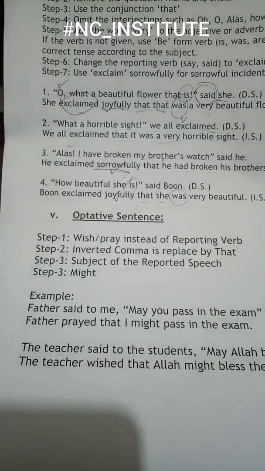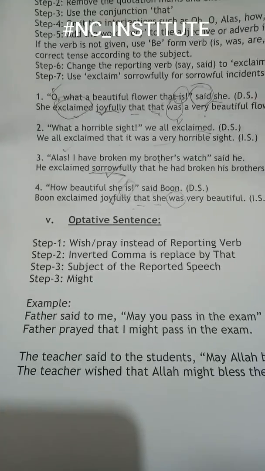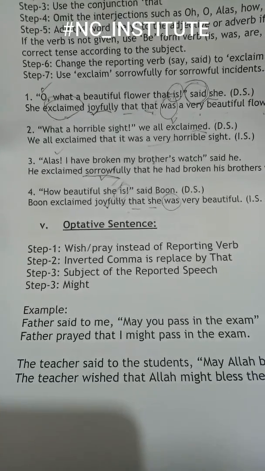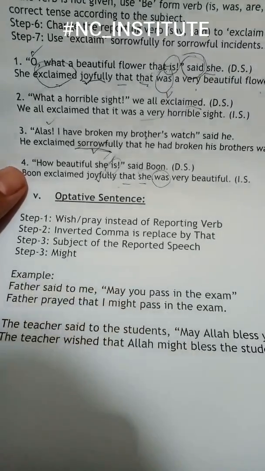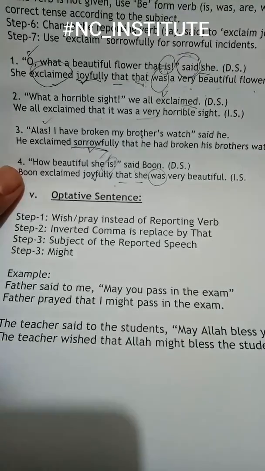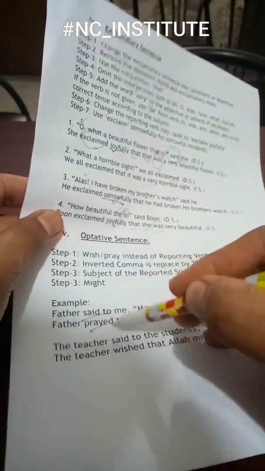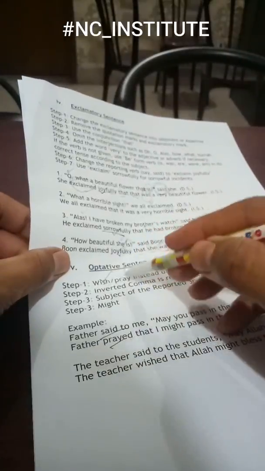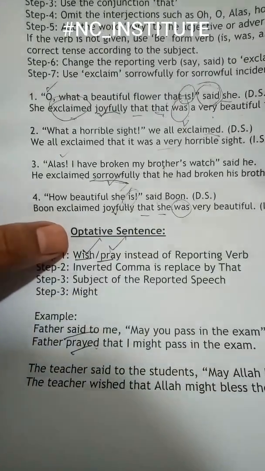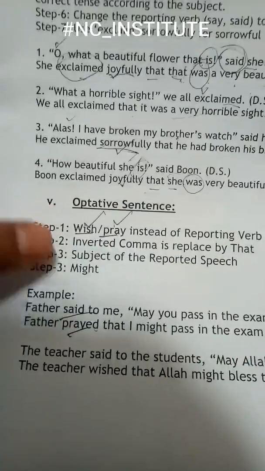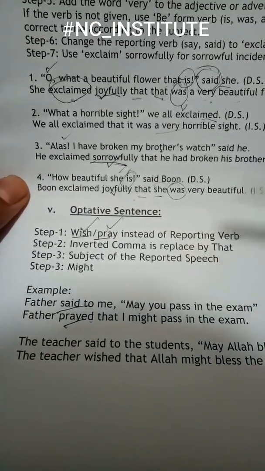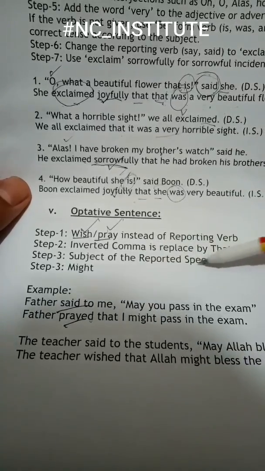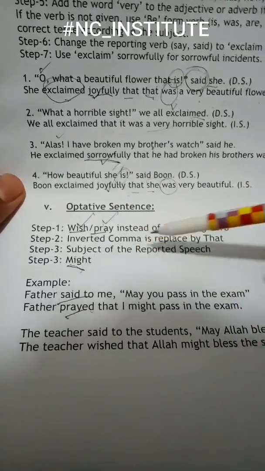Now, optative sentence. An optative sentence is a sentence of making a wish or prayer. So, in the reporting verb, instead of say to, we use pray. Remember, either it is wish or pray. These are the two important words for changing direct speech to indirect speech. Instead of say to, we use wish or pray in the reporting verb. Inverted comma is replaced by that. We all know the subject of the reported speech, and might. The verb is might, that is to know first.